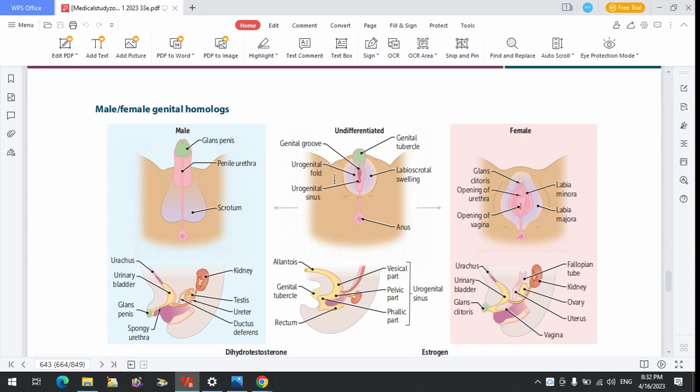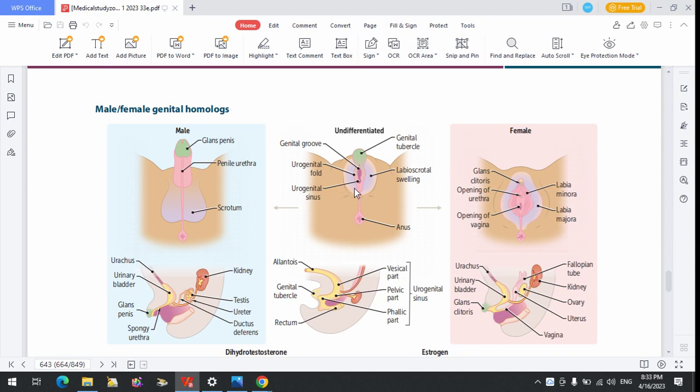Now the next thing is that the urogenital fold is going to close over the sinus. When you have closing of the fold, you form the penile urethra. In the females, this fold will not close. It will remain open and form the labia minora. You guys can see here, labia minora. The urogenital fold will close in male and form the penile urethra, but in females, it will not close. It will remain open like that and form the labia minora.